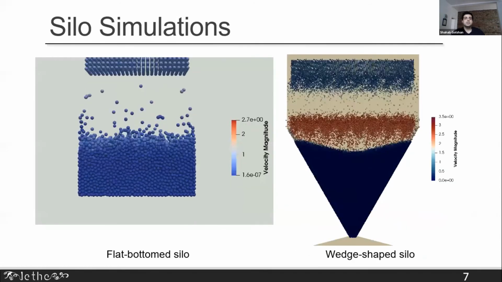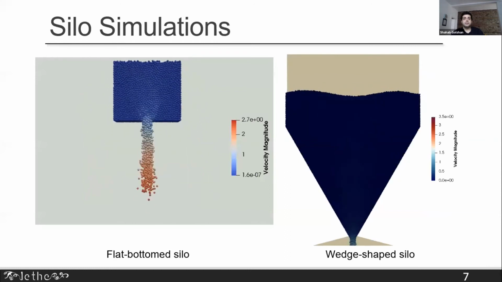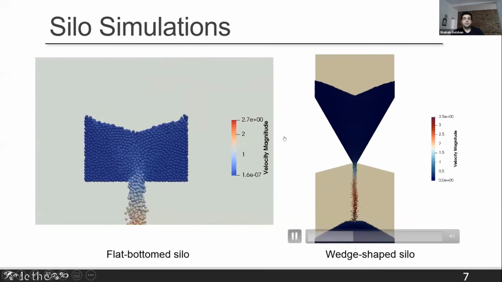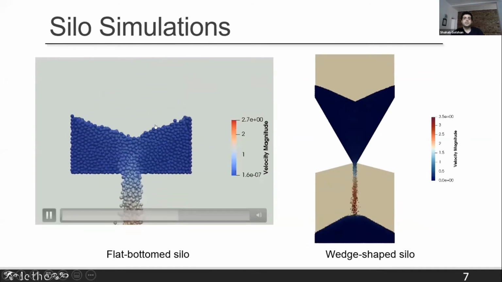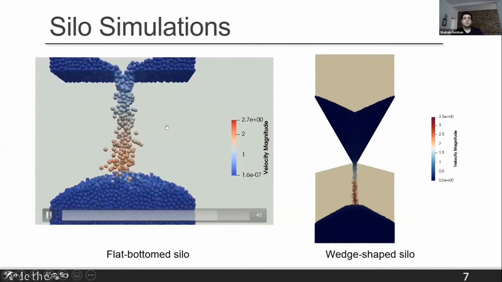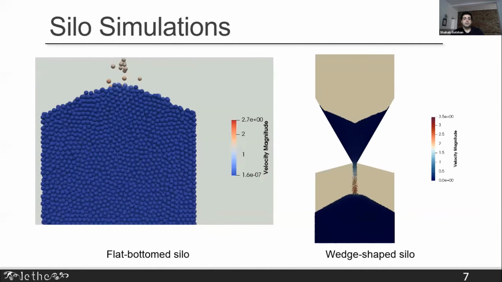So in this slide and the next slide, you see three animations of simulations performed by LetterDEM. This slide shows the simulation of a flat bottom and a wedge-shaped silo. The particles fill the hopper region and get packed on top of a stopper. Then the stopper is removed and the particles leave the hopper and fill a bottom container.